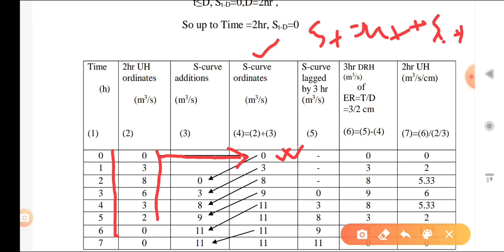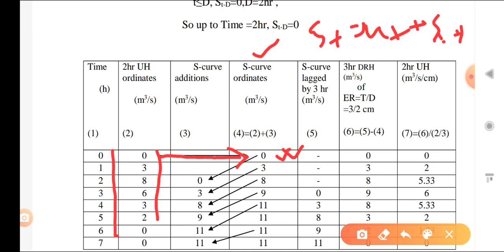Okay, so what is written wrongly here? What is the d here? Here d is how much? 4 hour. So up to 4 hour St minus d is equal to 0. So that 0 goes to where? Oh sorry, here not 2, so here not 4 written. Okay, so you can see like that.